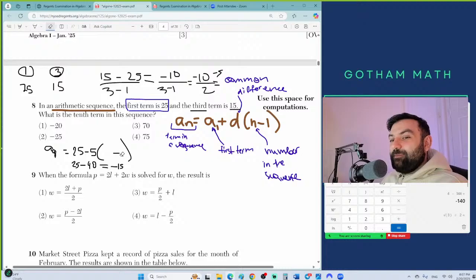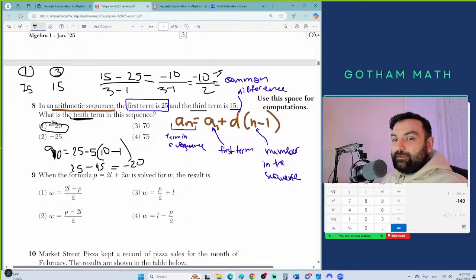Maybe my brain already calculated 10 minus 1, which is 9, right? But it's the tenth term, like we're looking for the tenth term. So 10 minus 1, which is 9. So we have 25 minus, and then 10 minus 1 is 9, and negative 5 times 9 is negative 45. 25 minus 45 is negative 20, and that's the answer.